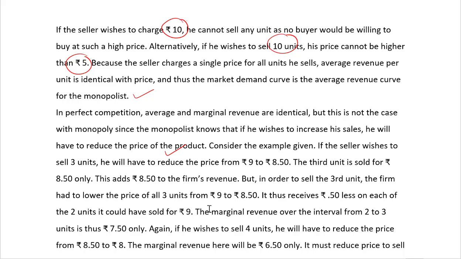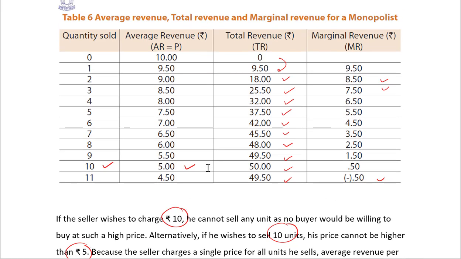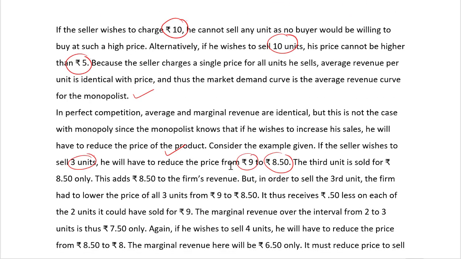Consider the example given over here. If the seller wishes to sell 3 units, he will have to reduce the price from 9 to 8.5. From 9 to 8.5 if he wants to sell 3 units. The third unit is sold at rupees 8.5 only. This adds 8.5 to the firm's revenue.